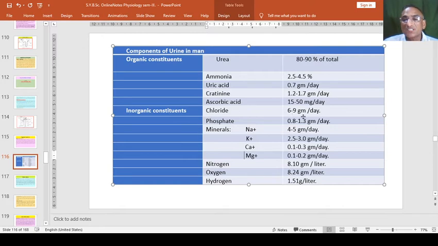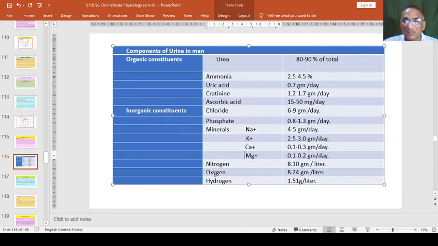Chlorides are about 6 to 9 grams per day excreted in urine. Phosphates are 0.8 to 1.3 grams per day. Among the minerals, sodium is about 4 to 5 grams, potassium 2 to 5 grams, calcium 0.1 to 0.3 grams, and magnesium 0.1 to 0.2 grams per day. Calcium and magnesium are excreted in very low amounts, whereas sodium and potassium are very important and necessary elements that the body gets mostly through the diet. In this way these minerals are also filtered into the urine.